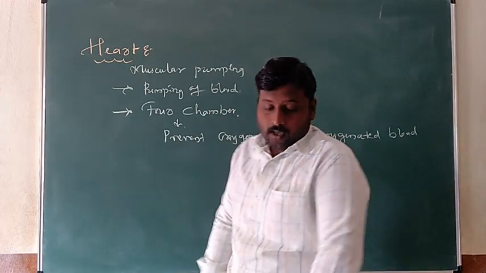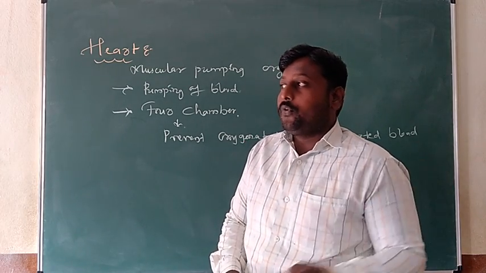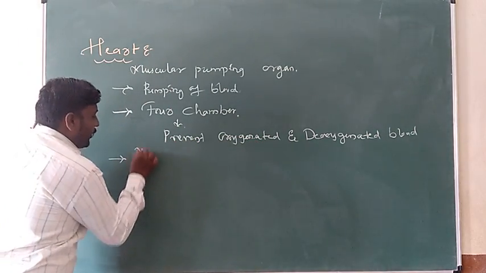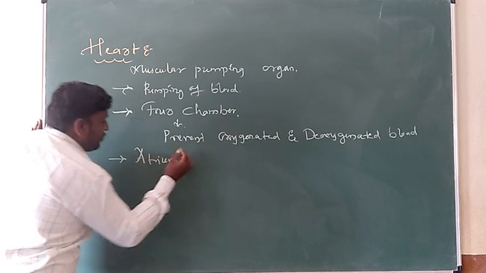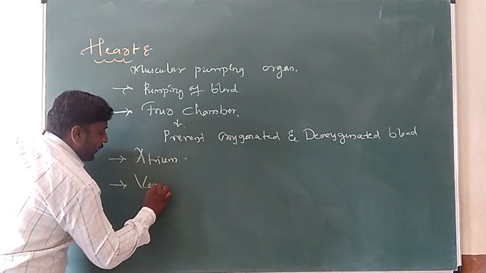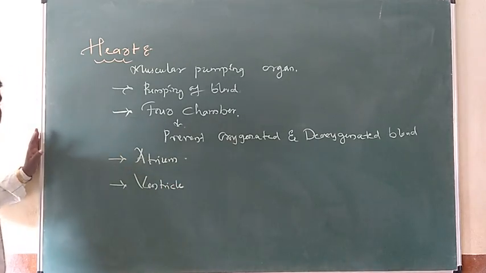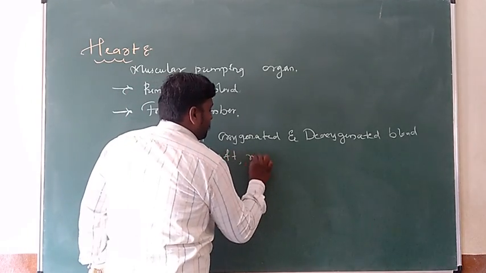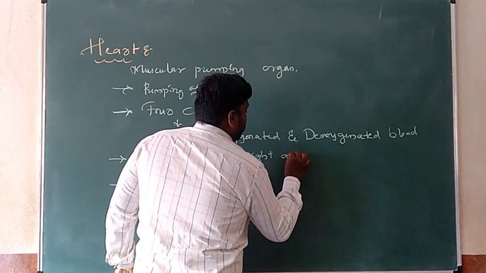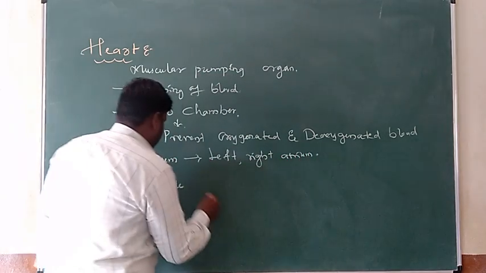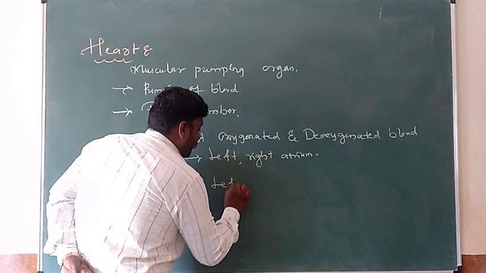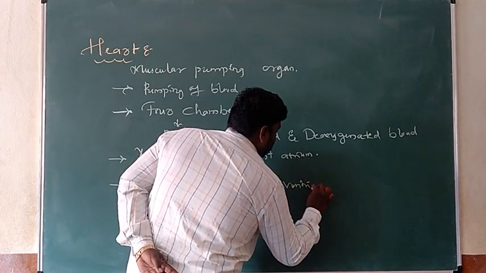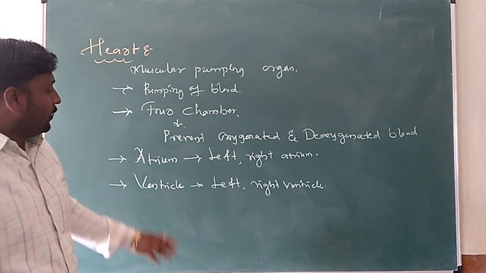First of all, the heart has totally four different chambers. How many chambers? Four chambers. It means two atriums as well as two ventricles. There are two atriums, left and right atrium, as well as the left and right ventricle.